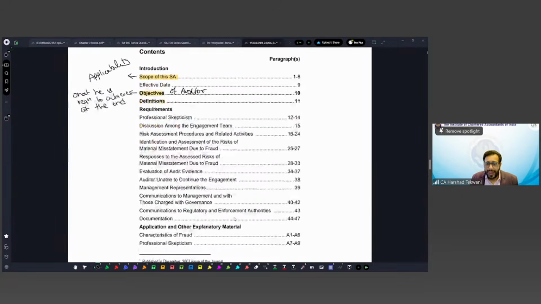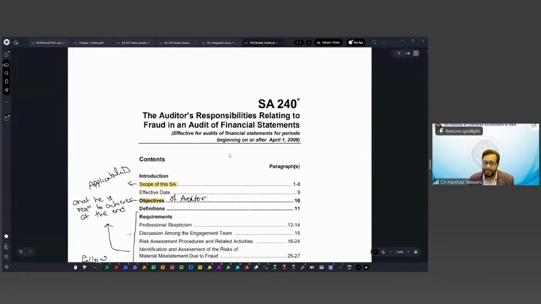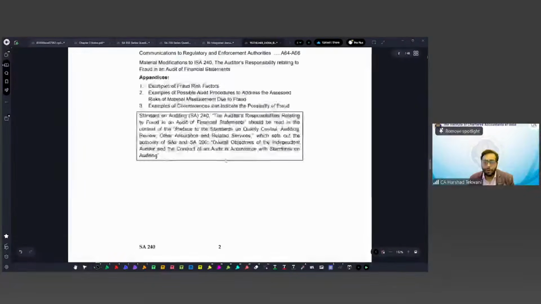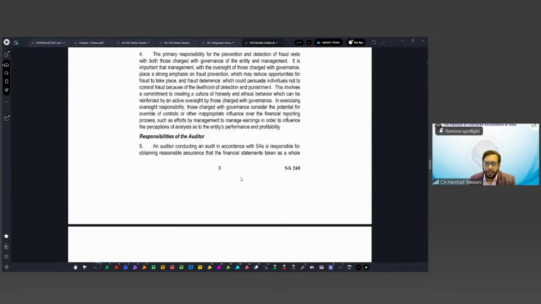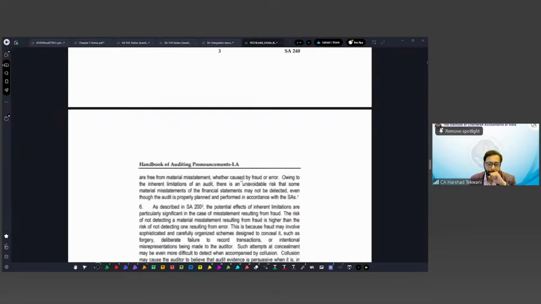And to achieve that particular part, he needs to follow this requirement. Simple. This is how your standard structure is. Let's talk about SA 240's objective first. Scope I will see, we will go for a time being. Let's go to this objective first.